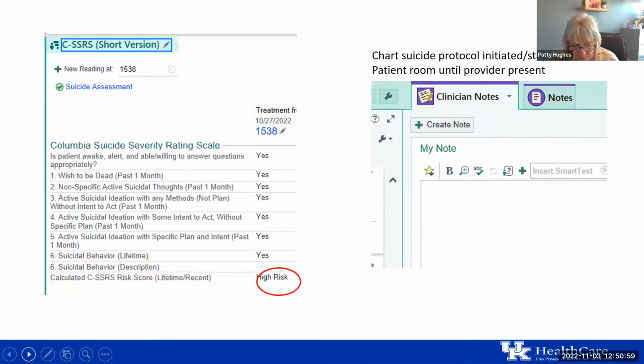Next slide. As I said, we go into the short version of the CSSR. We document this, and if we deem that the patient is high risk, we then have a suicide protocol. It was interesting when I was looking back over the suicide protocol. We developed it in 2016, a long time before we did this work around depression screening and suicide screening.